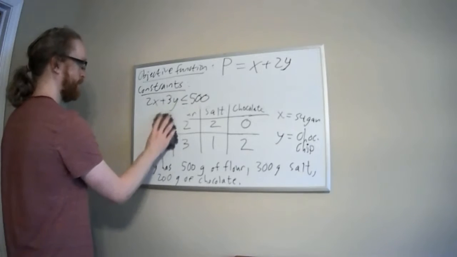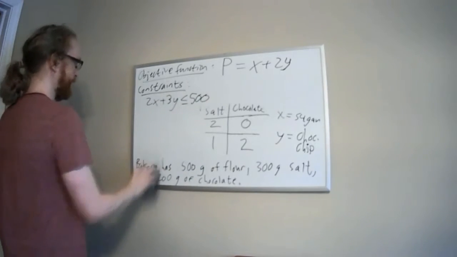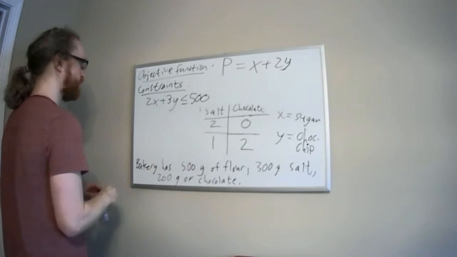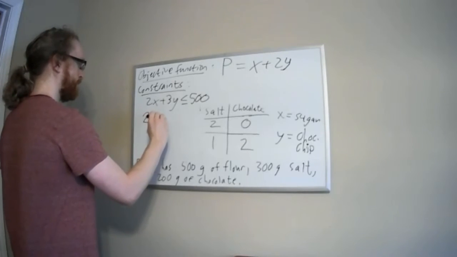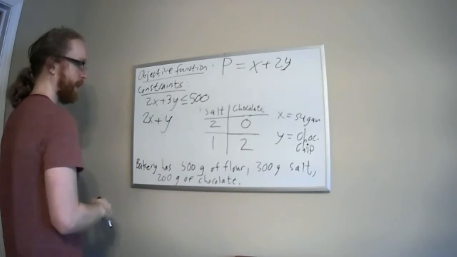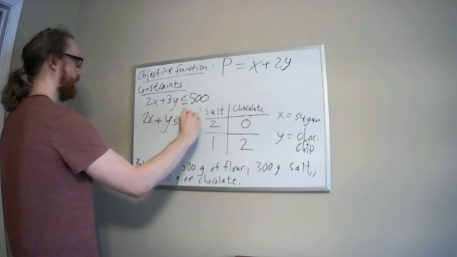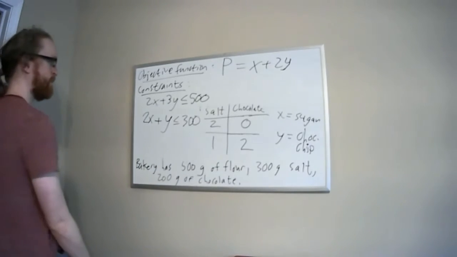Next, I need one to represent my salt. Each sugar cookie takes 2 grams of salt. Each chocolate chip cookie takes 1 gram of salt. So the total amount of salt that I use is 2x plus y, and that cannot exceed 300 because that's all the salt I have on hand. So this is my salt inequality, 2x plus y less than or equal to 300.